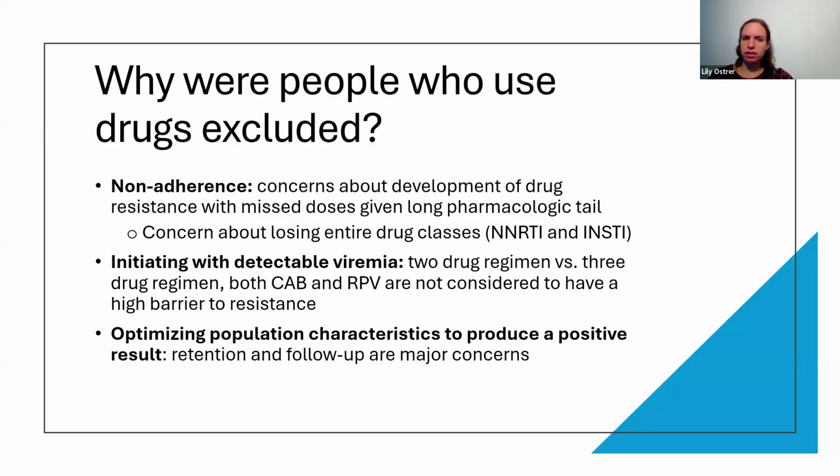And then there were also concerns about initiating long-acting cabotegravir-rilpivirine in people with detectable viremia. Cabotegravir-rilpivirine obviously is a two-drug regimen. There are a couple of other two-drug regimens that are available, but these are mostly used in people that are either already suppressed or have lower levels of viremia. And neither cab nor rilpivirine are considered to be drugs that have a very high genetic barrier to resistance, so there are concerns that this could also lead to drug resistance. And then, of course, within the context of a clinical trial, there's the desire to optimize the patient characteristics to produce a positive result, and retention and follow-up in these trials was a major concern.